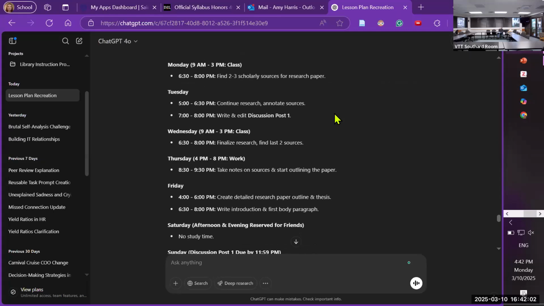I really like the way it broke down the research paper because you can see, okay, on Monday, I only have to find 2 or 3 scholarly articles. I'm not trying to find all of them at once. It gives me an hour and a half. I really don't probably need that long, unless the topic's really hard, or maybe I don't know how to use the databases. But then Tuesday, it says continue to research, annotate, take notes, etc.